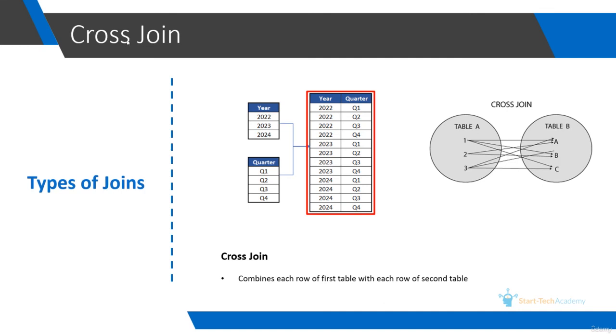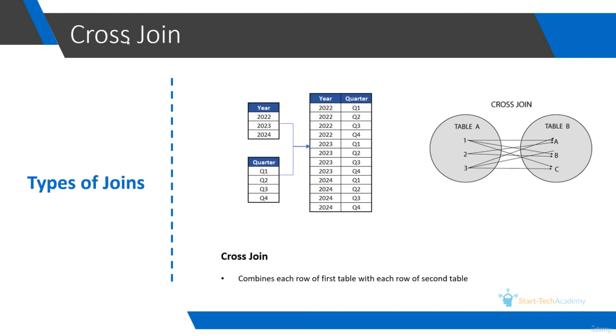When I do a cross join, the first row of table 1 is picked, that is 2022, and it is combined with each row of the second table, which means quarter 1, quarter 2, quarter 3, quarter 4. Then the second row of year is picked and is combined with the four rows of the quarter table. This goes on till the last row of the first table. So as you can see, cross join is very different from any other type of joins, and it has very limited and very special use cases. For most scenarios, we will be using the four kinds of joins that we have discussed earlier.